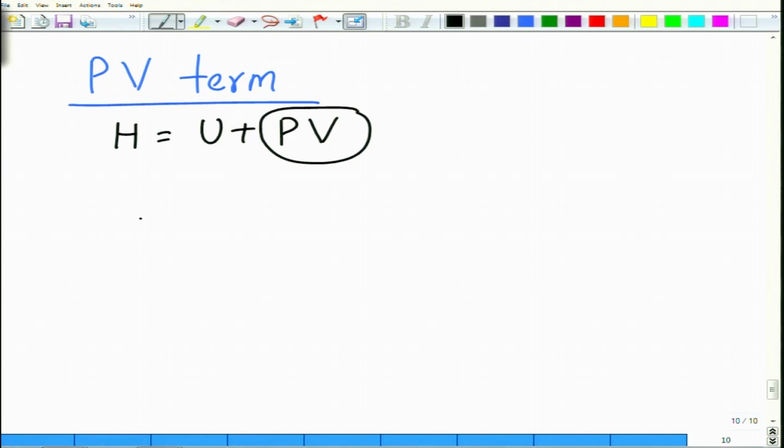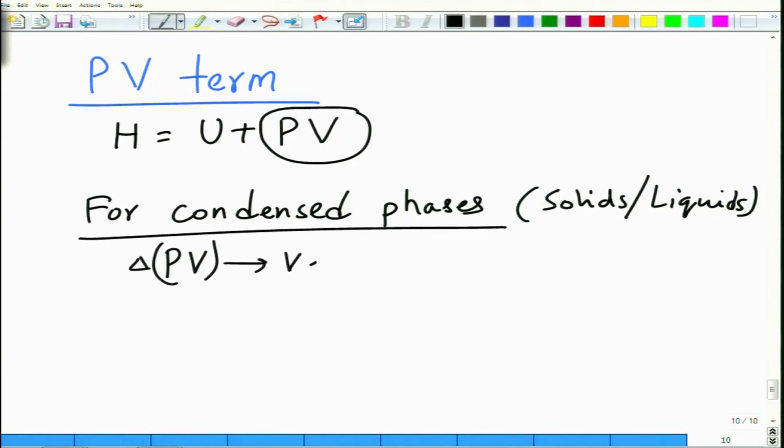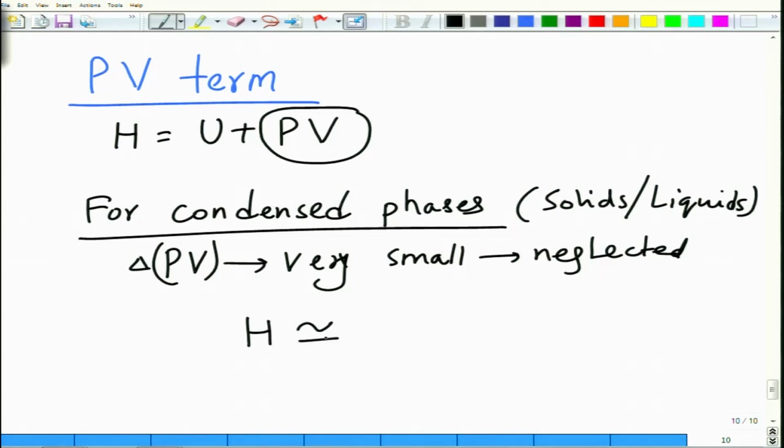So, basically for mostly condensed phases, by this I mean generally liquids and solids, the delta PV term is generally very small and hence it is generally neglected. So, for condensed phases generally H is nearly equal to U, if this delta PV term is very small.